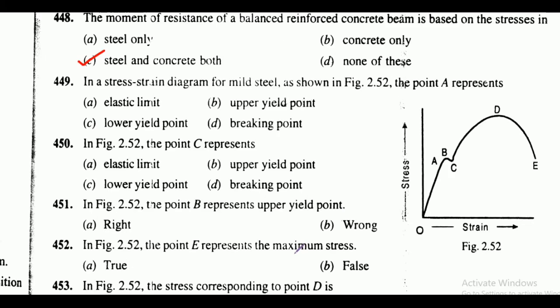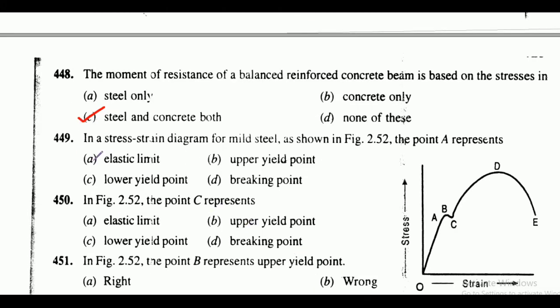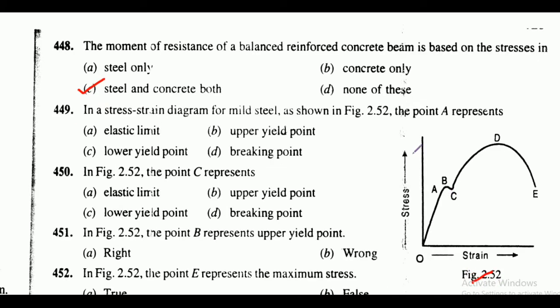Next is, here friends, in a stress strain diagram for mild steel as shown in figure, this figure friends, the point A represents, here options are elastic limit, upper yield point, lower yield point, breaking point. Here friends correct answer is option A, that is elastic limit. Next is, in figure, this figure again friends, the point C represents, here friends these are the options, and here correct answer is option C, that is lower yield point.